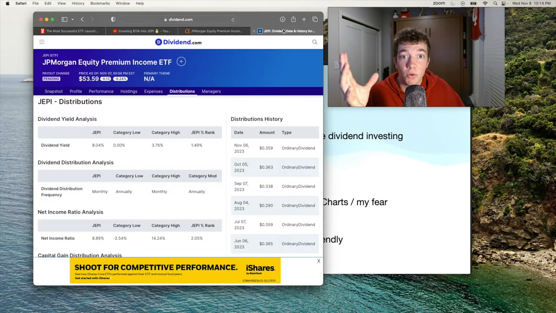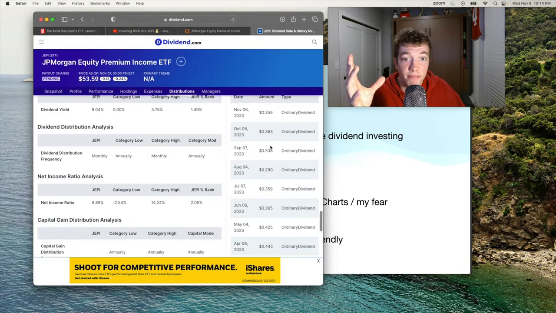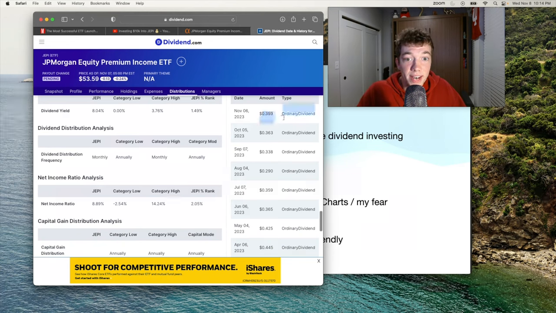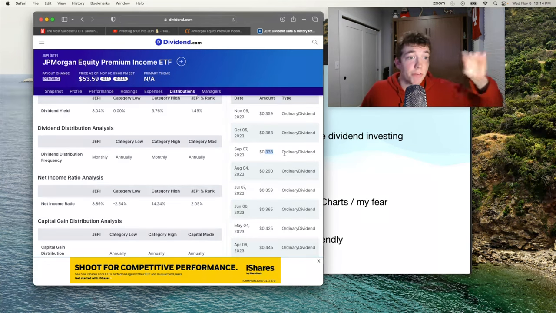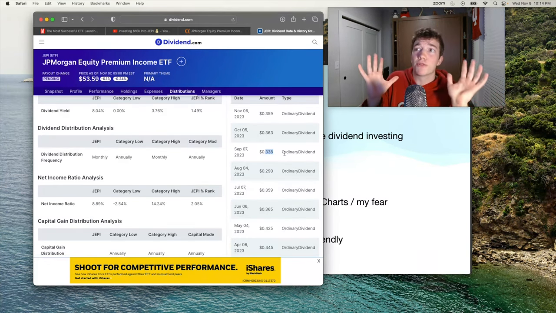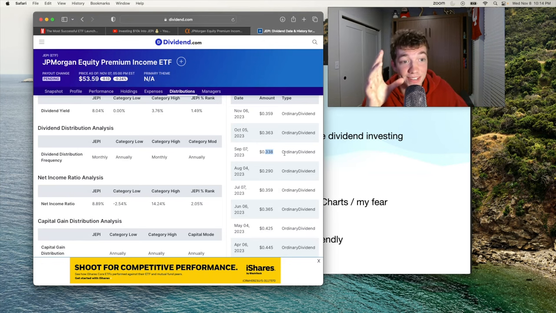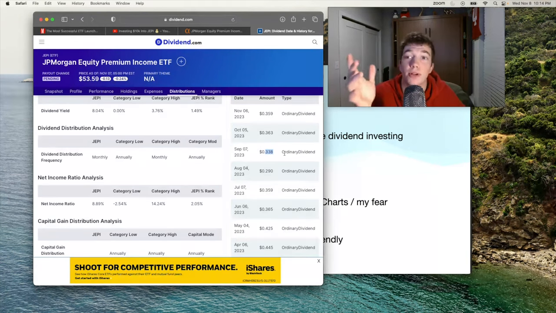If we dig a little deeper into this ETF, it doesn't have some sort of steady dividend that is just going to stay month to month or increase year over year. This is a very actively managed strategy. Even the fund managers at JP Morgan don't know what that dividend is going to be until they see how their strategy unfolds for that month or the previous month.